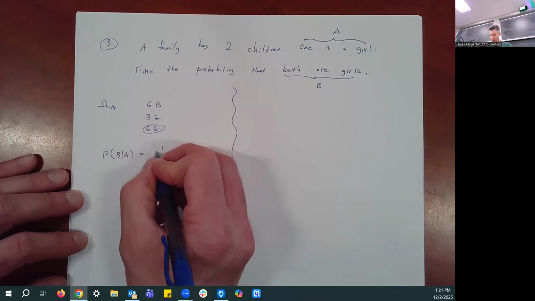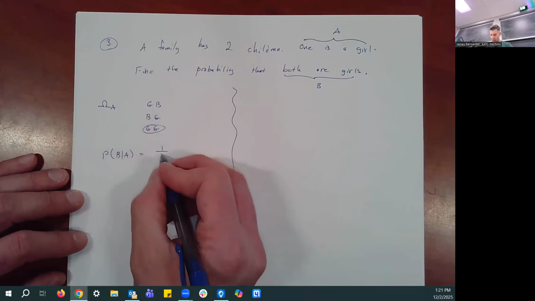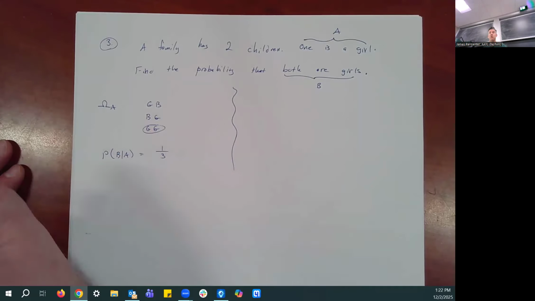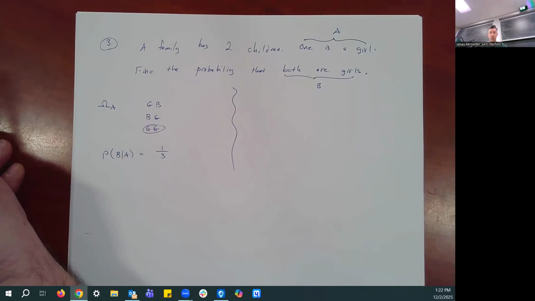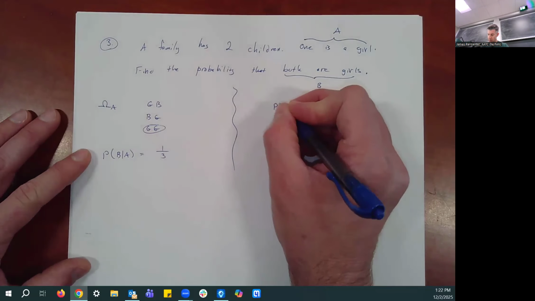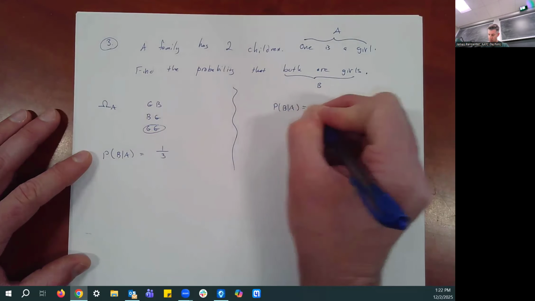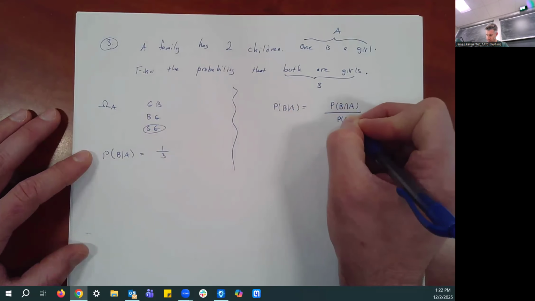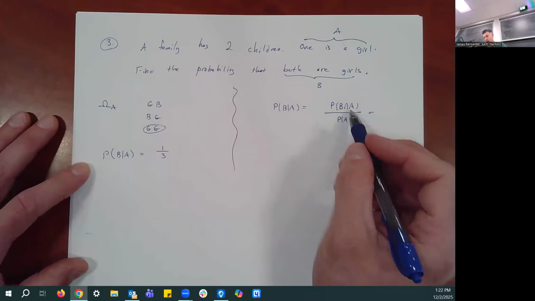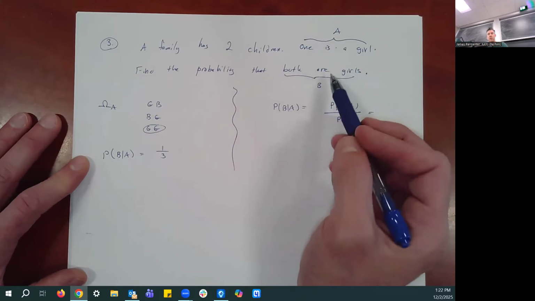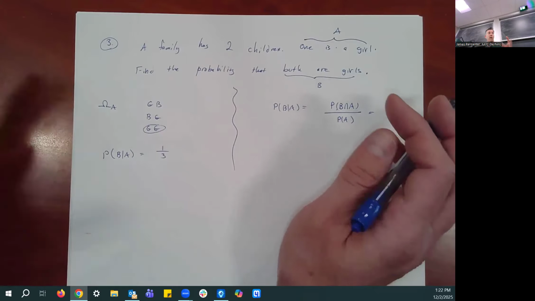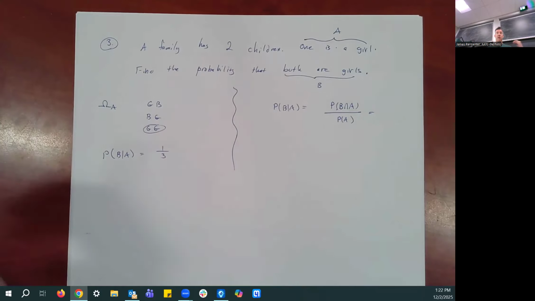There's one way of getting what we want out of three things that are possible, if we have the knowledge already that one of the children is a girl. Or we can do the formula. Probability of B given A is the probability of B intersect A over the probability of A. B intersect A, one child is a girl and both children are girls. Well, that just means both children are girls, right? This is one of those cases where one of the two events is a subset of the other one.